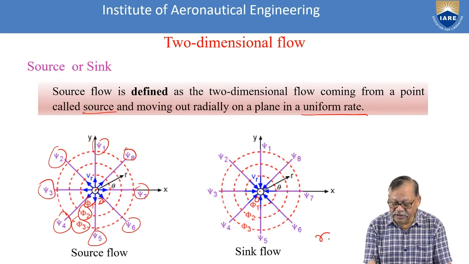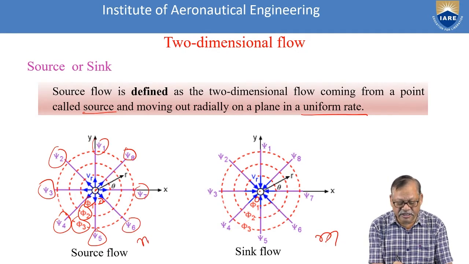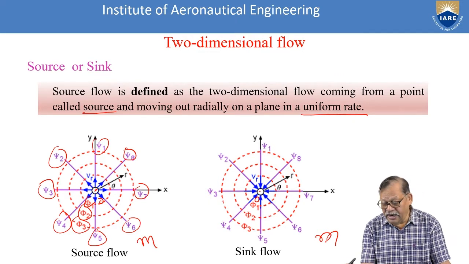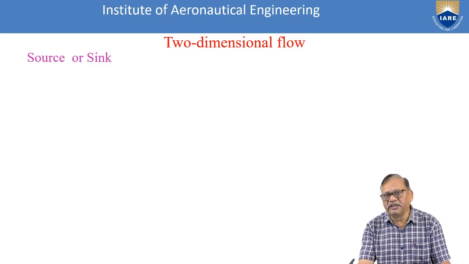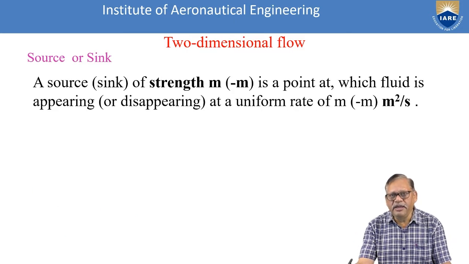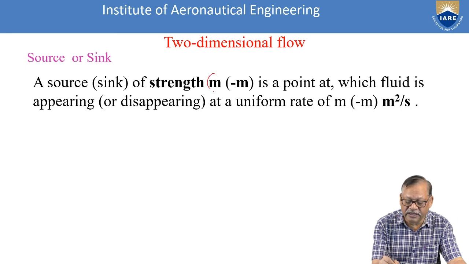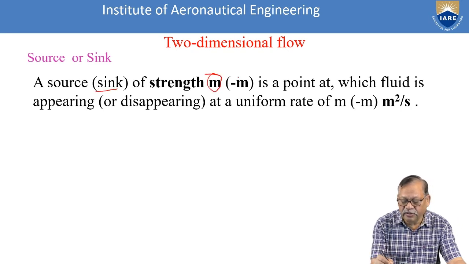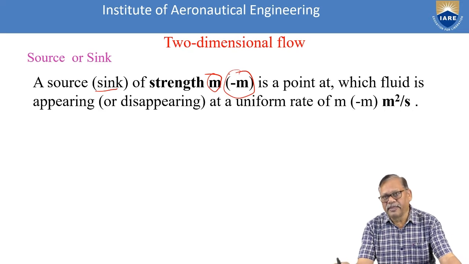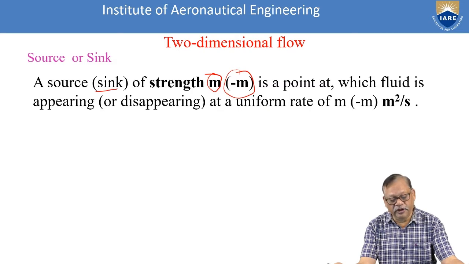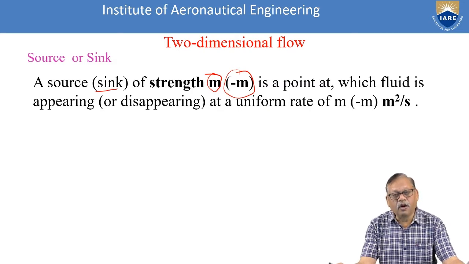We say M is the strength. So if you consider any point in any direction, that we are going to talk about now, then in that case, source or sink, how will it be? For a source or a sink, we can take its strength as M in case it is a source, and in case it is a sink, we will take it as minus M.